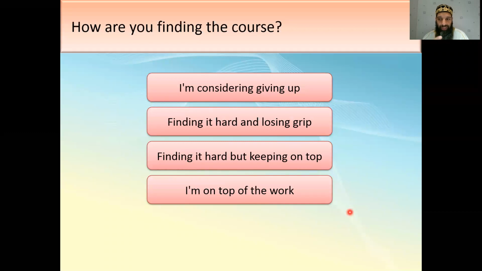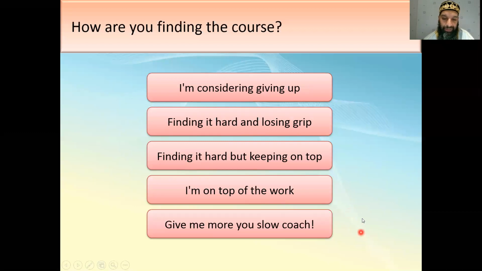You'll get more than a degree at the end of this, because being able to understand the Quran without a translation is better than a degree, I'm telling you. When you can understand the book of Allah without a translation, it's better than a degree. So you're going to learn more, something more important.